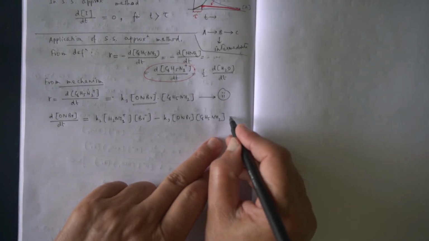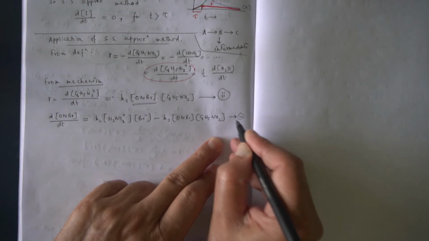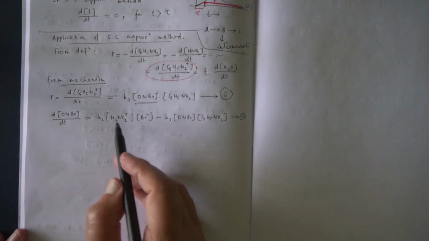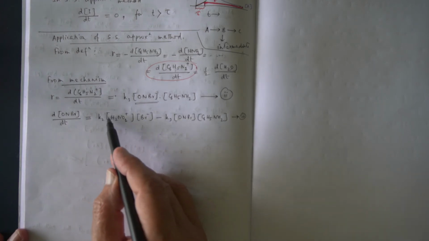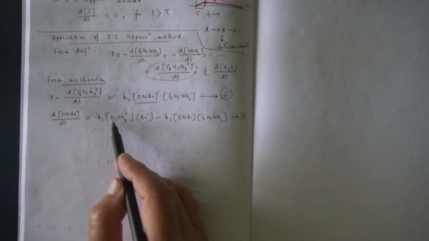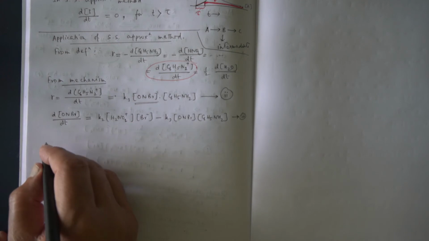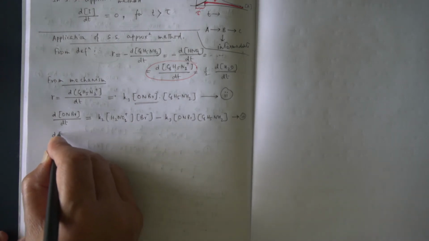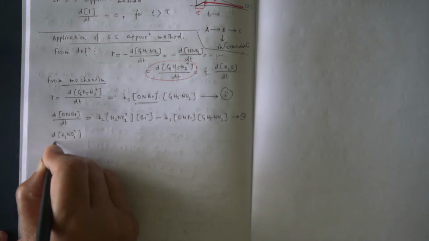This is number 3. Now once again we are getting another intermediate. So now we will write d[intermediate]/dt, that is d[H2NO2+]/dt.